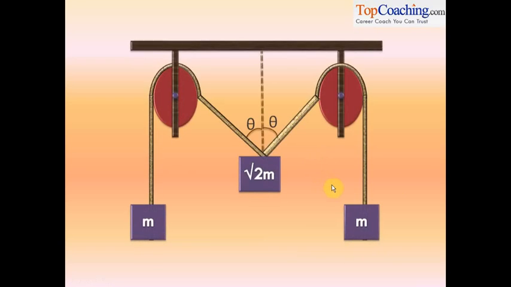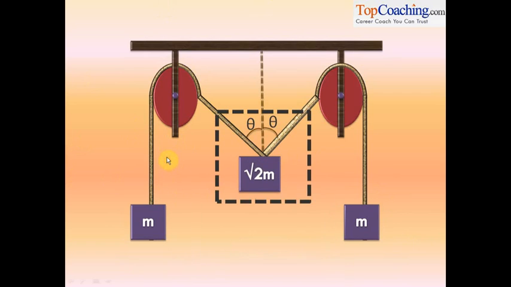Let's see what we will do. See, this is the system given. You can see that there is this mass m attached to a string going over a pulley wheel. Then again it comes in contact with the mass root 2m, which is attached to another pulley wheel. And then the string gets attached to another mass m. This system is in equilibrium.